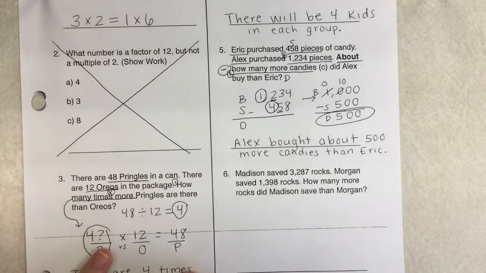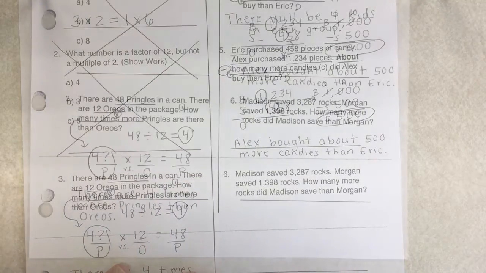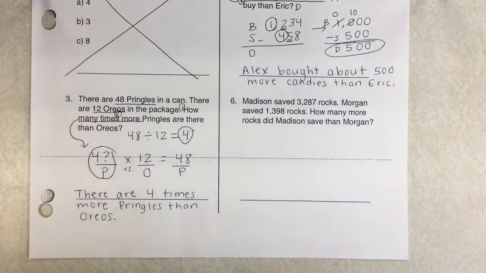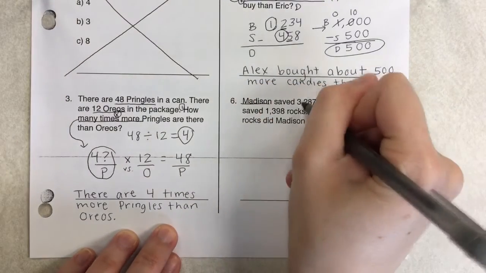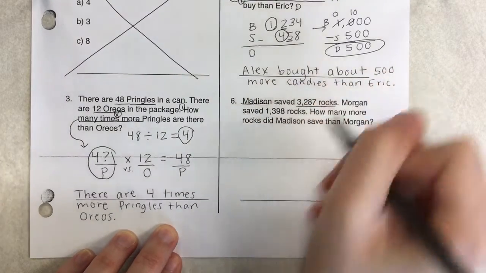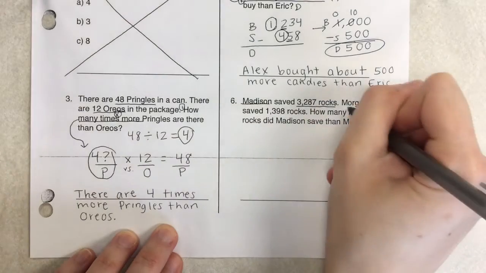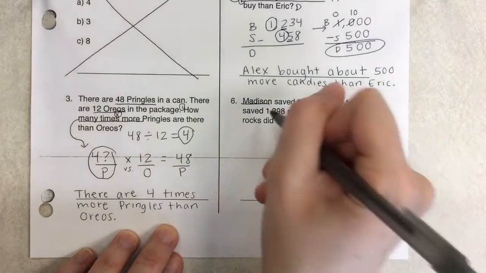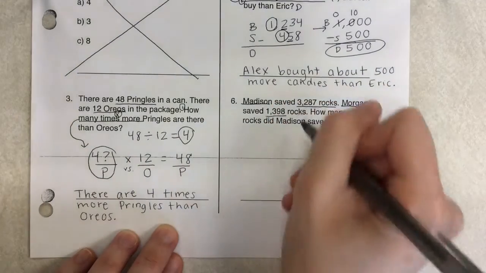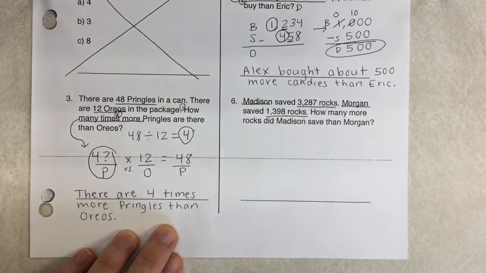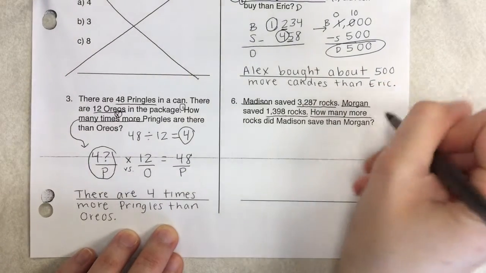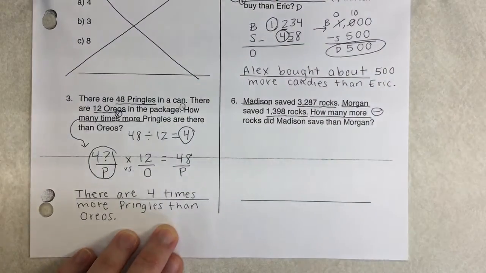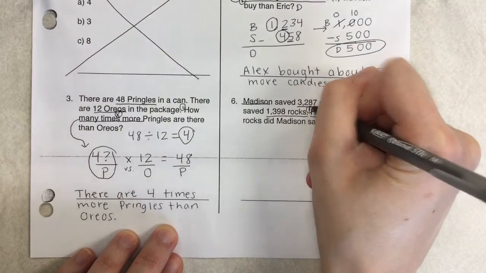All right, number 6, one more to go. Number 6, Madison saved 3,287 rocks. Morgan saved 1,398 rocks. How many more? I see how many more. I know I'm going to subtract. How many more rocks did Madison save than Morgan? There's our question, just 1.